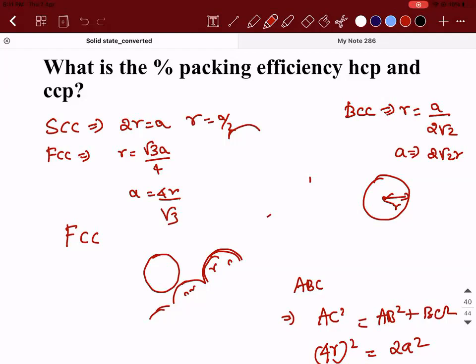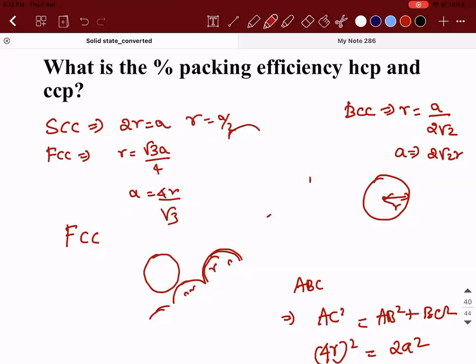Okay, this is the percentage packing efficiency of HCP and CCP. CCP is also called cubic closed packing. Just now we have studied FCC, so the packing efficiency will be 74 percent particles and 26 percent voids. Similarly for HCP, the arrangements will differ, but the packing efficiency and the void percentage will be the same.